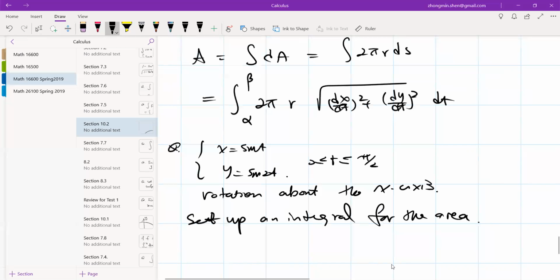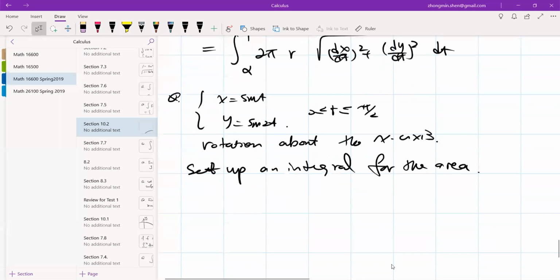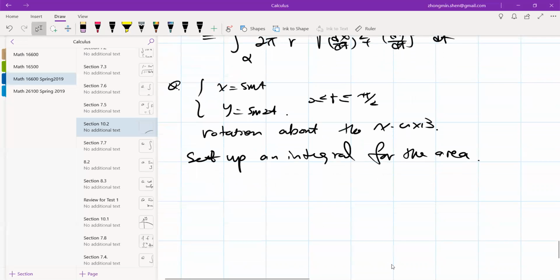Should I draw the curve? I think it's better to draw the curve. Otherwise you cannot figure out the r, right? So you draw the curve.